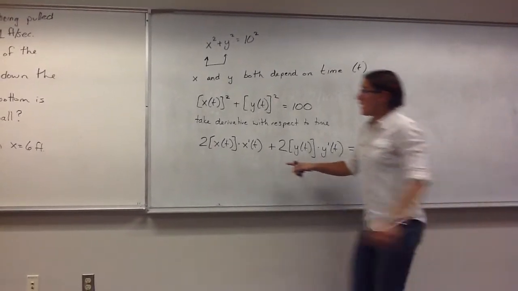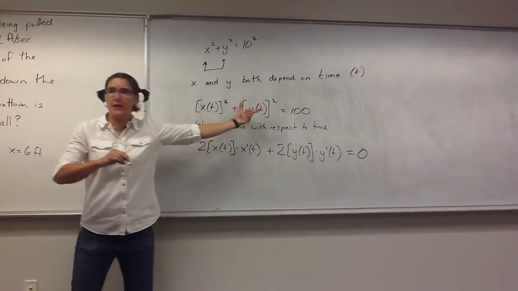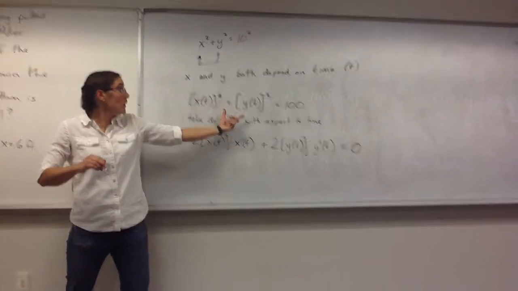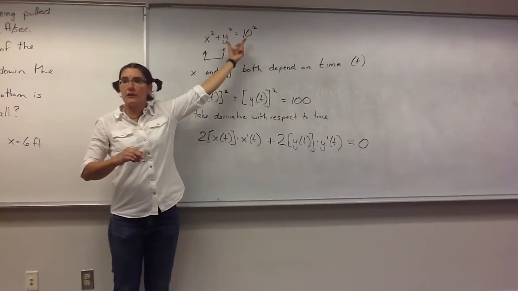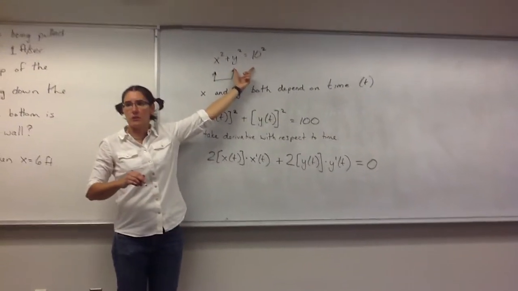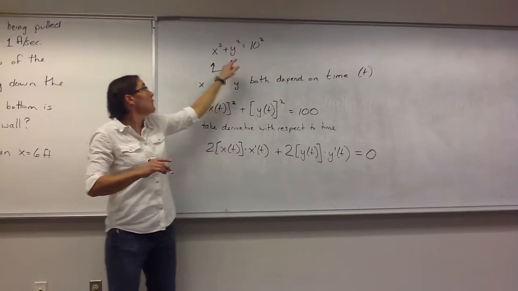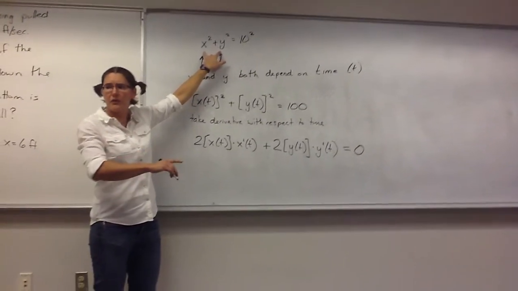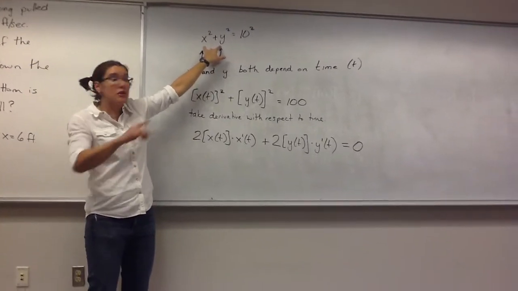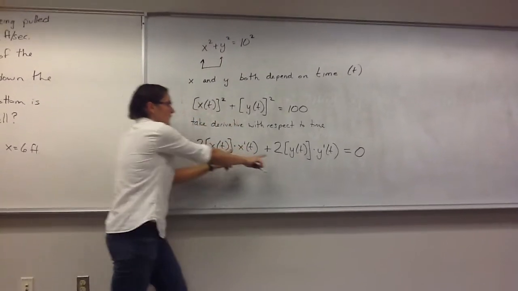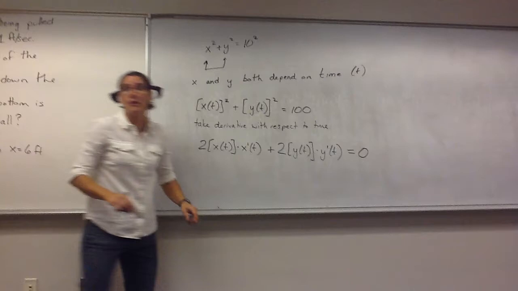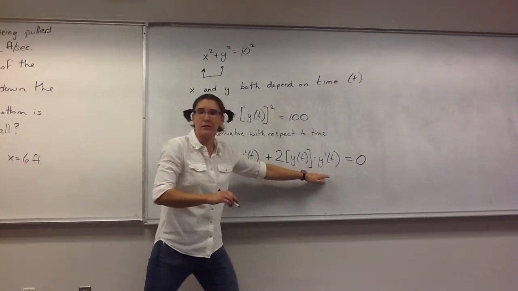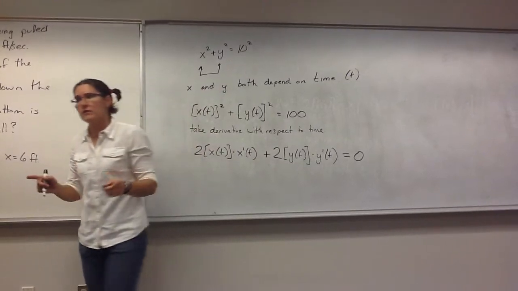Okay, so what we've just done is implicit differentiation on this equation right here. And what we're thinking of is our initial relationship, x squared plus y squared equals 100. I'm thinking of both this x and y as functions of time. So when I take my derivatives, I have to apply the chain rule. And so the chain rule shows up both when I take the derivative of x and when I take the derivative of y, because I'm thinking of both of those as functions of time.